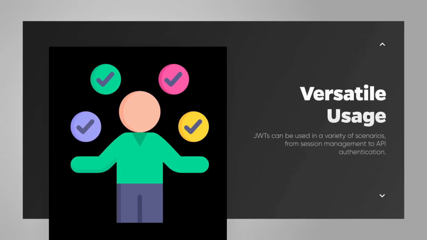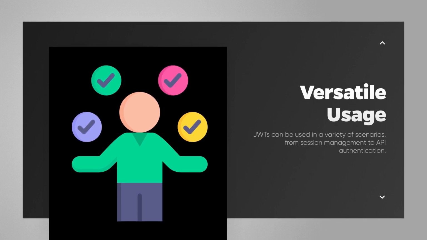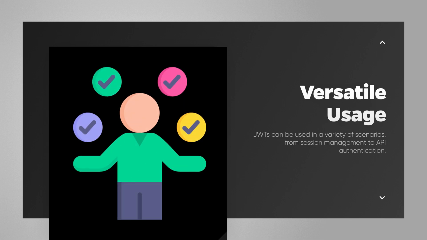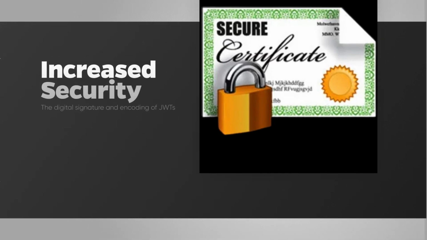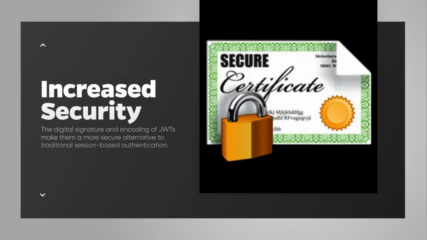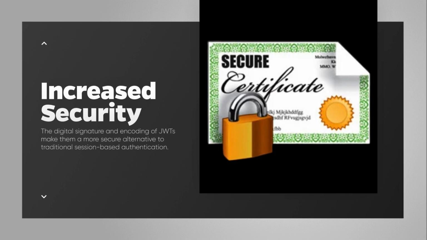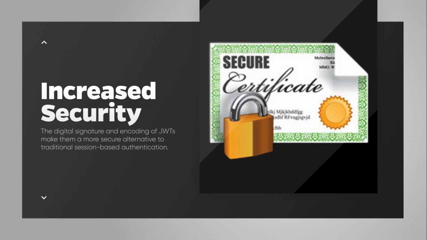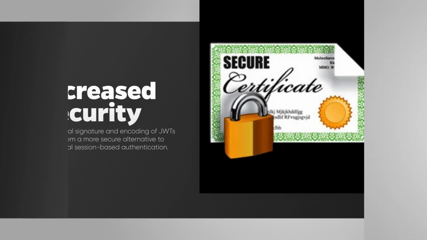JWTs can be used in a variety of scenarios, from session management to API authentication. Their versatility makes them a popular choice for implementing authentication mechanisms in web applications, mobile apps, and distributed systems. The digital signature and encoding of JWTs make them a more secure alternative to traditional session-based authentication. The digital signature ensures the integrity and authenticity of the token, while the encoding protects sensitive information from tampering or eavesdropping during transmission.